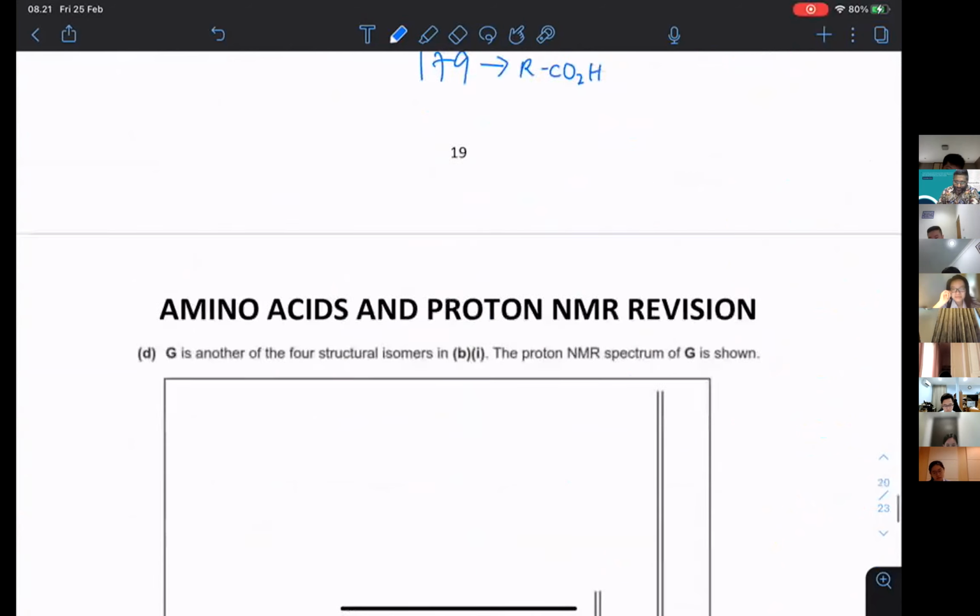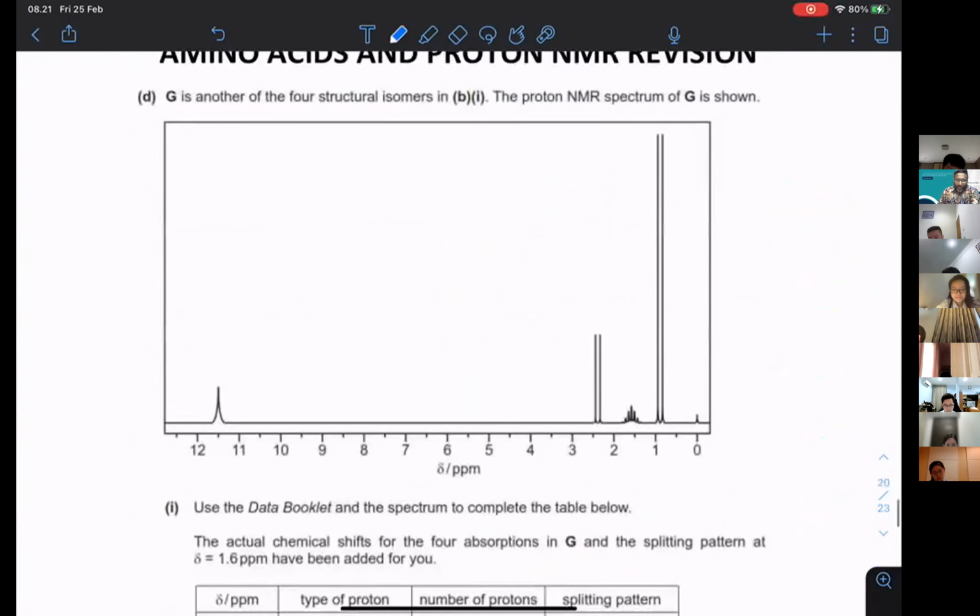Now, G is another structural isomer in B1. The proton NMR is shown. The moment you see this proton NMR, sometimes I get very excited, because I can see the splitting pattern. I can roughly know the moment I see this. This one belongs to OH or NH. Later I can see, because it gives me more information. Carbon 13 gives me less information and takes longer time.